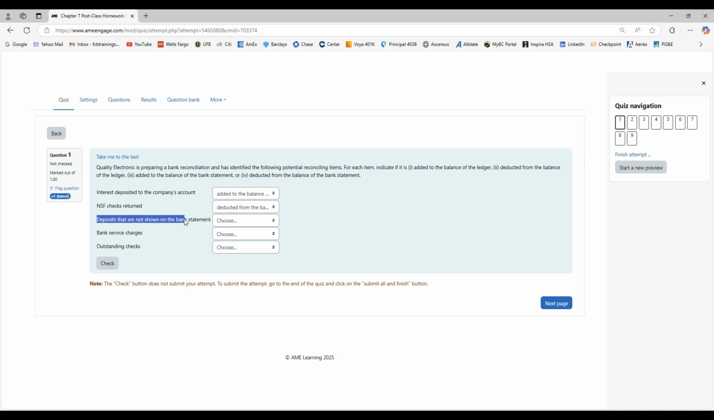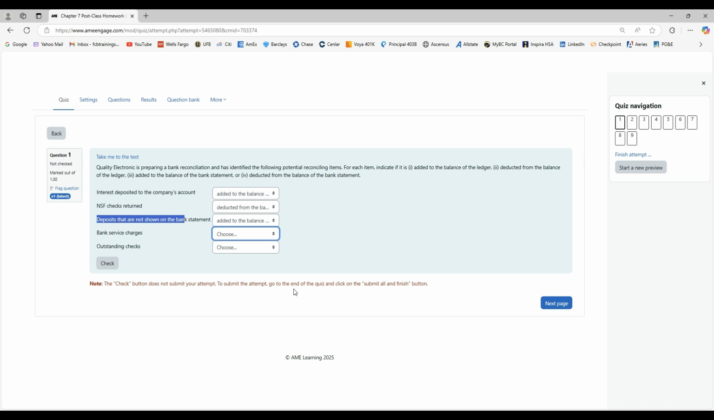Okay, deposits that are not shown on the bank statement. So these are deposits in transit, and those are already in the books, but they're not yet on the bank statement, and it's just a timing issue until those deposits are processed.